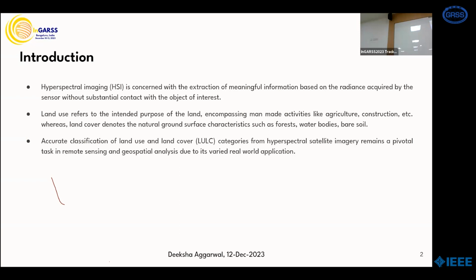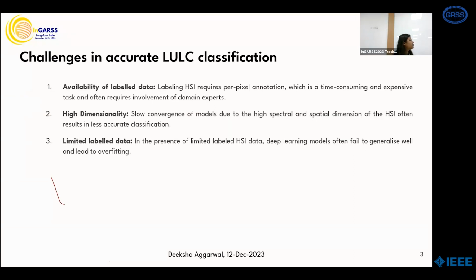Land use refers to the intended purpose of the land, encompassing man-made activities like agriculture, construction, etc. Whereas land cover denotes the natural ground surface characteristics such as forest, water bodies, bare soil. Accurate classification of land use and land cover (LULC) categories from hyperspectral imaging remains a pivotal task in remote sensing and geospatial analysis due to its varied real-world applications.